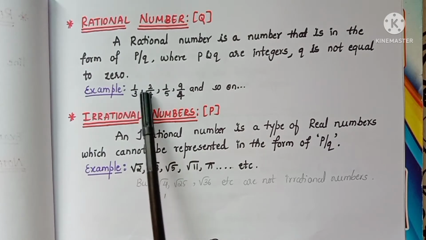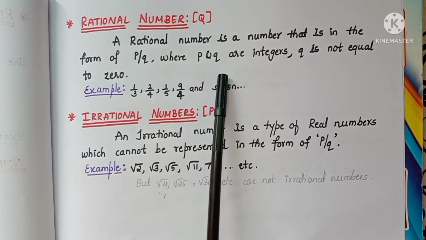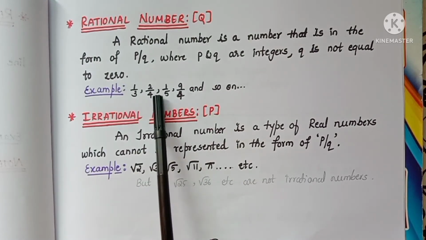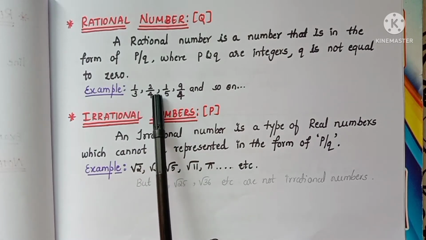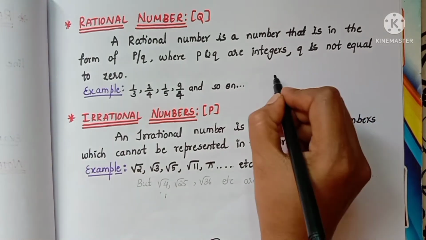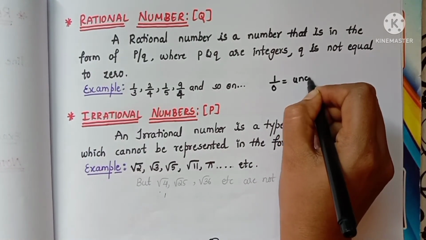See here, in 1 by 3, in place of Q we have 3. Is it equal to 0? No. So here, Q should not be equal to 0. Why should Q not be equal to 0? Because anything divided by 0 will be what? Undefined.